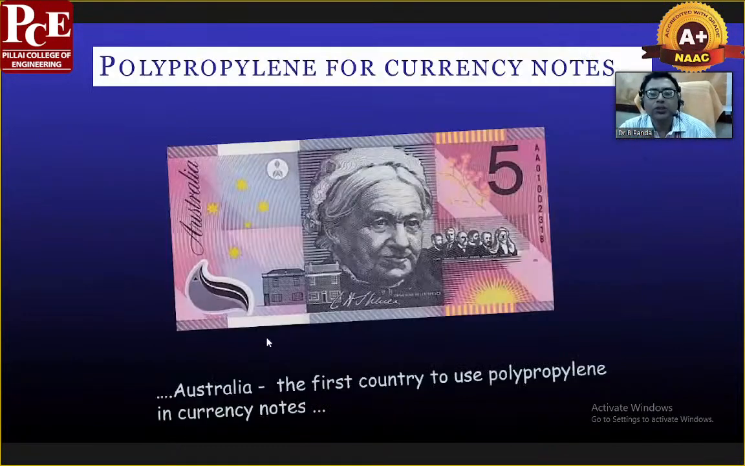Now, this is one of the fascinating things that I am showing on my screen right now. You can see this is the currency of Australia. Australia is the first country to use polymers even in its currency. So you can understand that if one country started with this kind of initiative, it will take hardly any time to propagate to other countries as well.